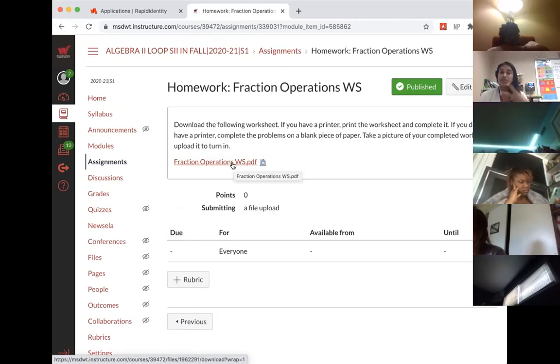There are 2 pages to the worksheet, so make sure you do both pages. The front is adding and subtracting. The back is multiplying and dividing. And then once you're finished, just take a picture of your completed work and upload it to submit it. Are there any questions about homework and how to find it?